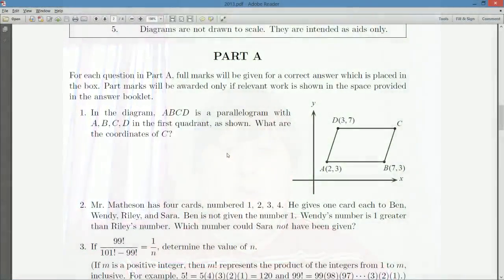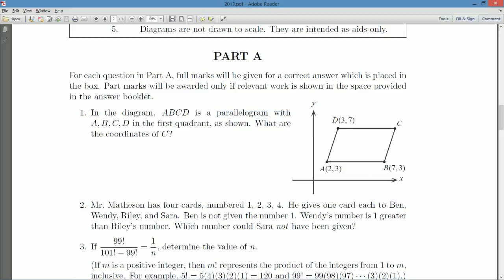Question 1 in Part A. Remember, in Part A, full marks will be given for the correct answer. Part marks will be awarded only if you don't have the right answer and you have good justification or relevant work written down. So question number 1. In the diagram, ABCD is a parallelogram with A, B, C, D in the first quadrant. What are the coordinates of C?